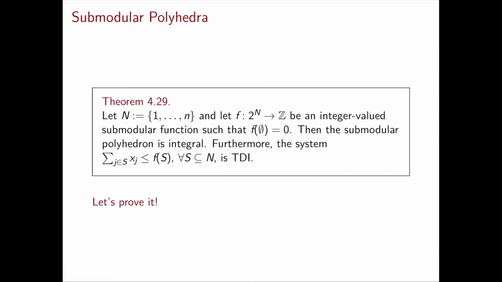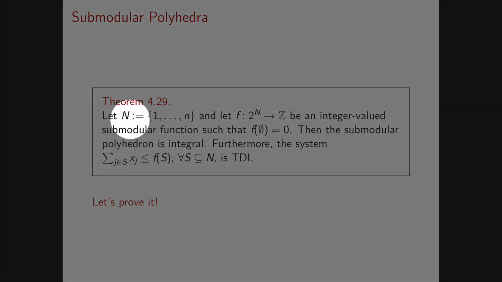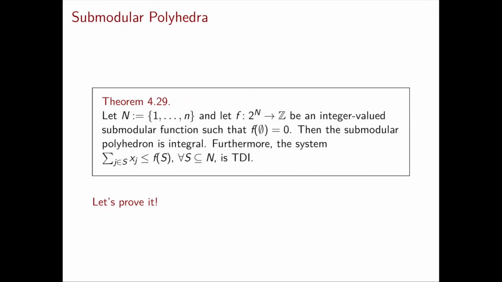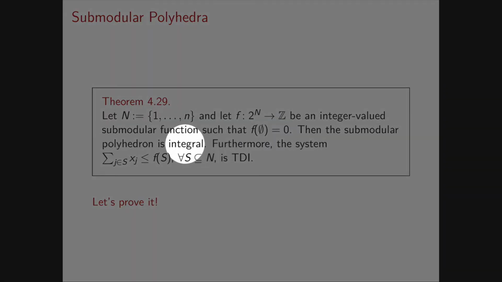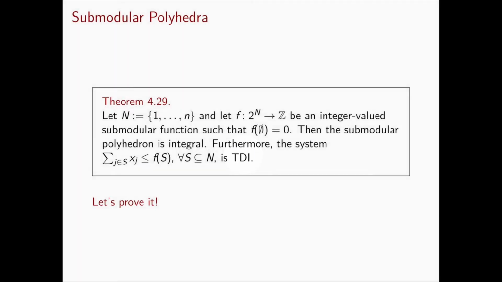Good. Anyway, let me get to the main, actually the only result we're going to prove for submodular polyhedra. So here's the theorem. We have again our ground set capital N. We have our submodular function f. And what's important here, which we didn't assume earlier, is that f is integer valued. So you see the codomain is not R but Z. Also, we're going to assume that f evaluated at the empty set is 0. This is a technical assumption, but we definitely need it. Then the submodular polyhedron is integral, and not only that, the system defining the submodular polyhedron is also TDI.